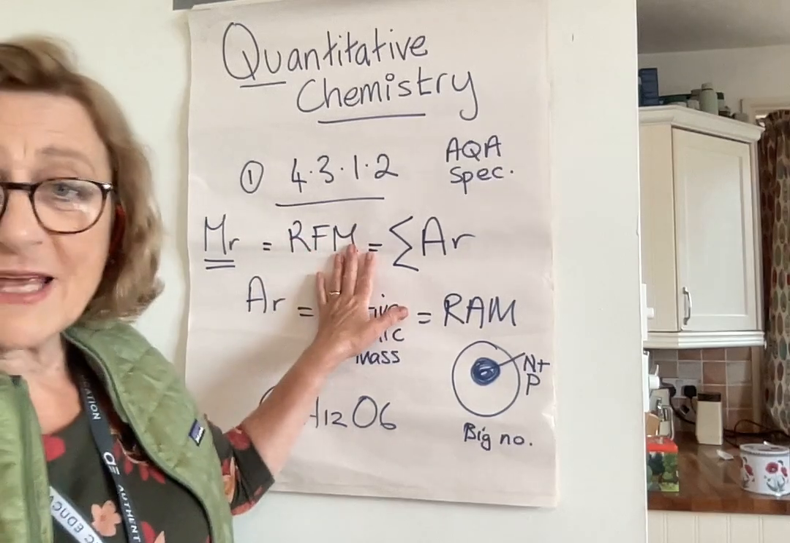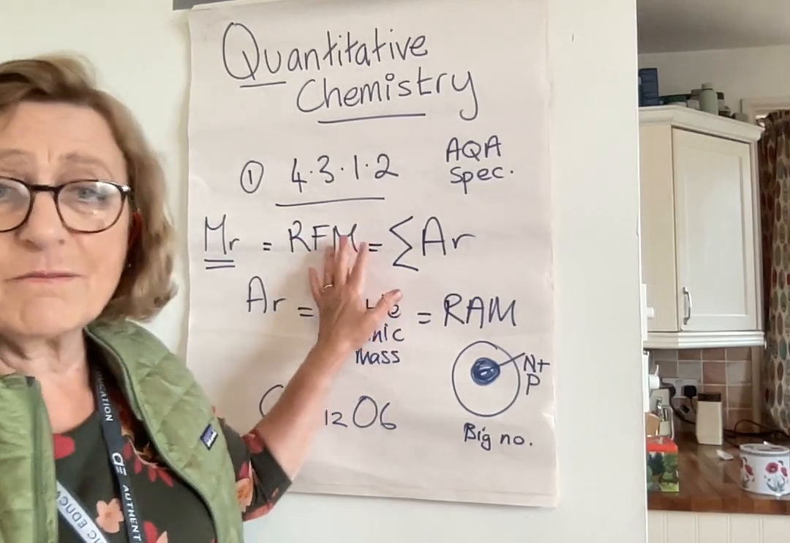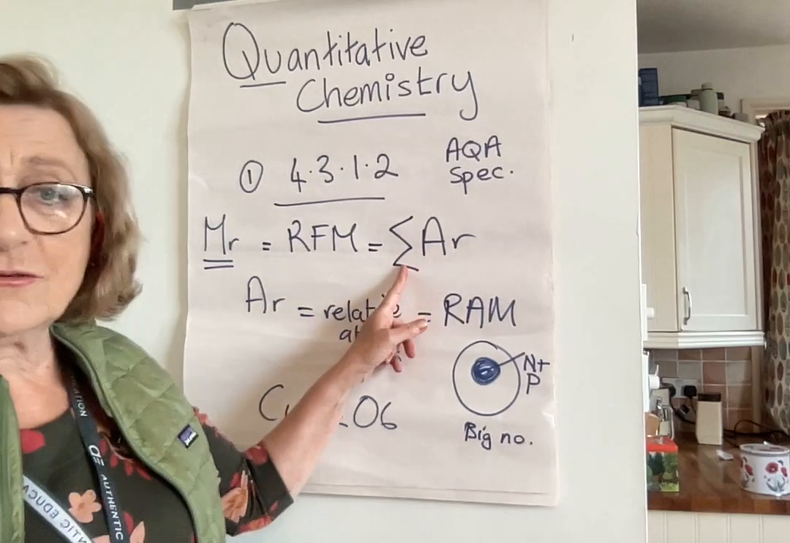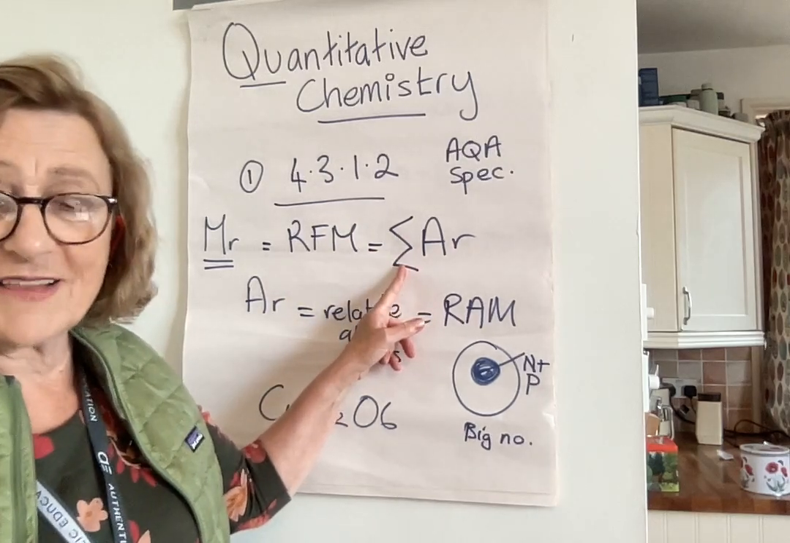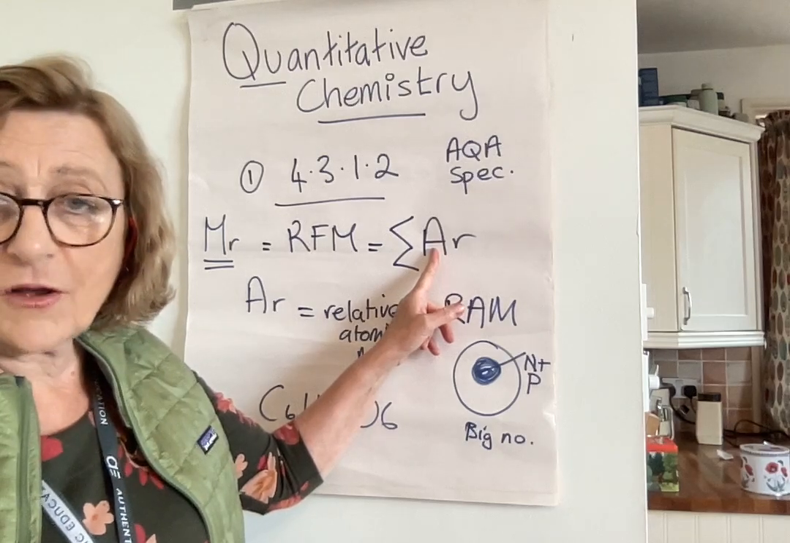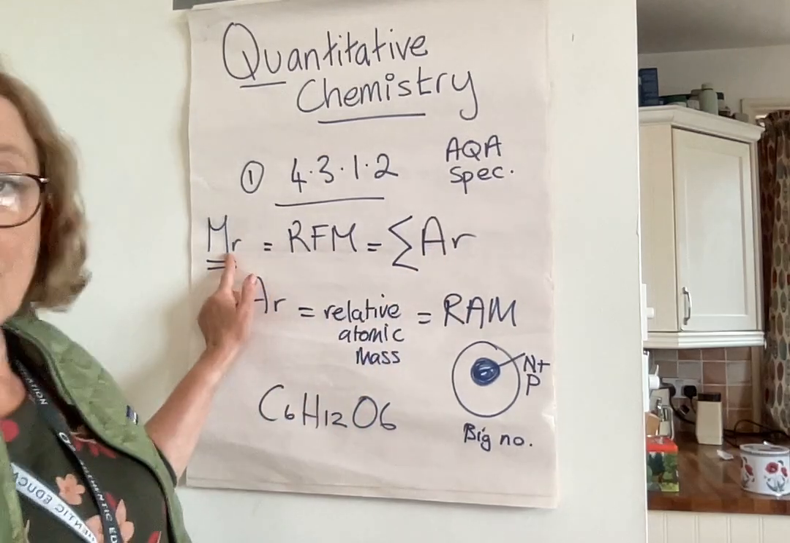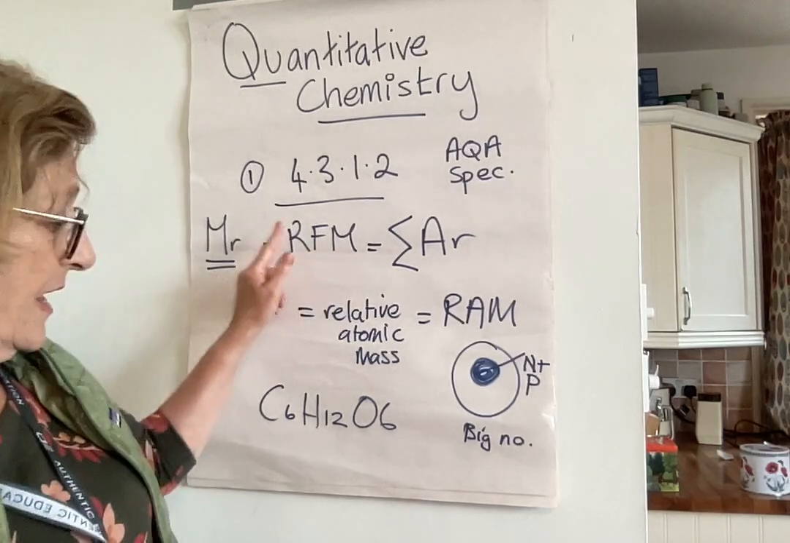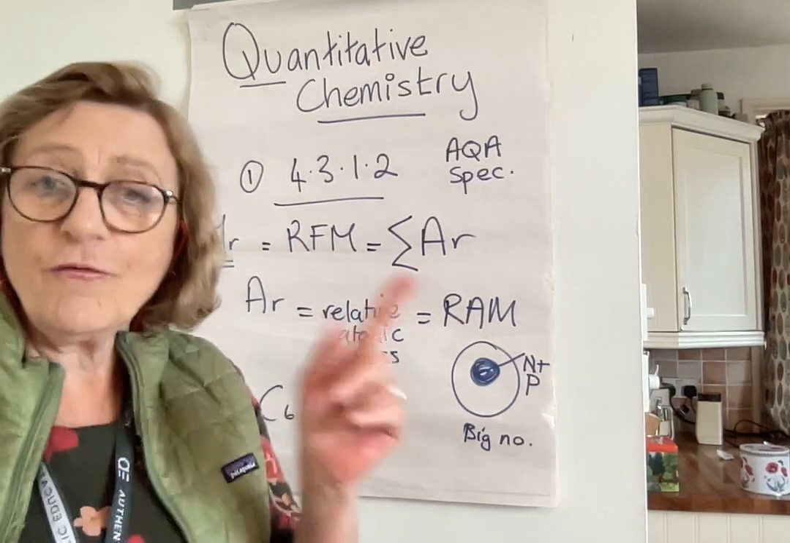So relative formulaic mass is simple, really. It's the mass of the formula that we're thinking about, which is the total, the sum, that's a nice mathematical sign there, the sum of all the relative atomic masses involved, okay? We can also call the relative formulaic mass MR. So it's the mass of the whole formula.